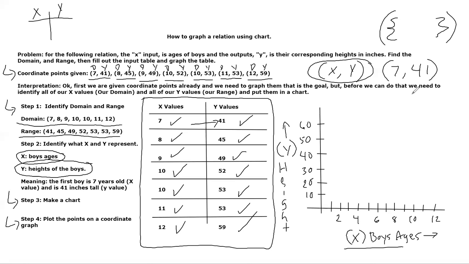Okay, 7 and 41. We're going to go all the way to 7. 7 is right here, right? And then 41 is, there's 40. There's no 41, but I know that it's right above, right? It's right there. So I'm going to do my best to estimate. There, I graphed it. That's the first point.